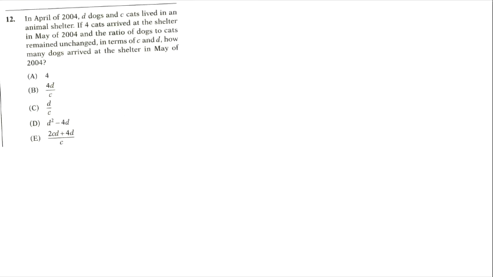In April of 04, D dogs and C cats live in an animal shelter. If 4 cats arrive at the shelter in May, the next month, and the ratio of dogs to cats remains unchanged, in terms of C and D, how many dogs arrived at the shelter in May of 04? Okay, so the ratio of dogs to cats in April is equal to the ratio of dogs to cats in May, where cats is going to be however many cats you had before, plus 4, and dogs plus some number, right, to keep it equal.